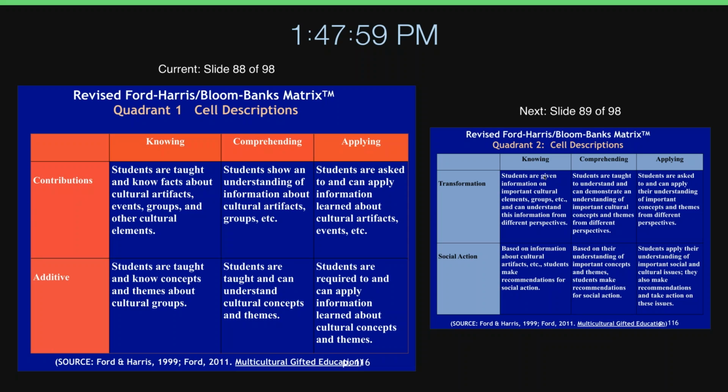Now, I want you to keep in mind about cultural concepts and themes. We're in the lower part of this quadrant, but concepts and themes from one perspective, in a safe way, in a temporary way, and in a disconnected way. Keep that in mind because that emphasizes the concerns about additive that were expressed earlier.